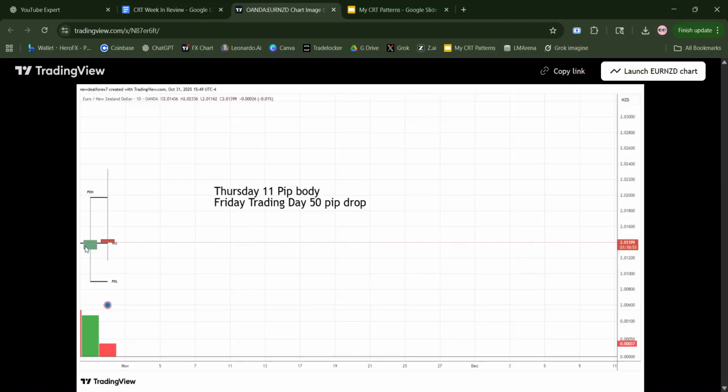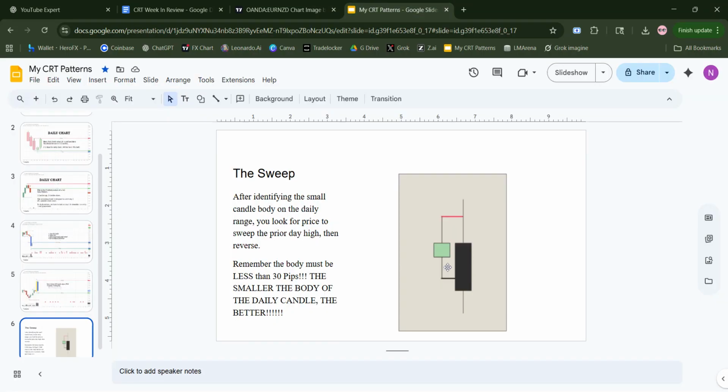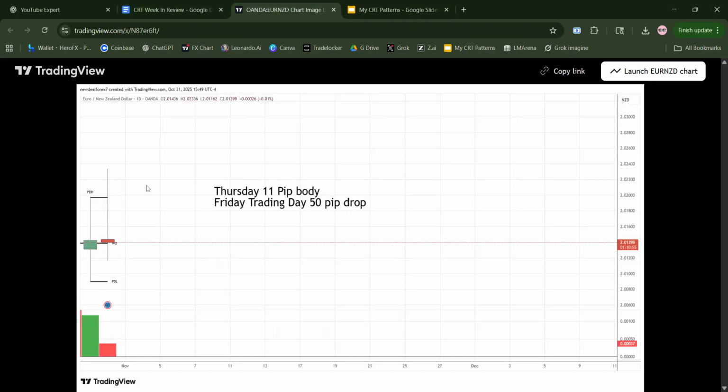Friday, Euro New Zealand short, 11 pip body. I like seeing small candle bodies on pairs that have large ADRs because it's just a matter of time before small candles turn into really, really large ones. But for now, the price went above, swept the high, closed back inside of it, just like our pattern shows here. Small body, swept the high, closed inside of it. I mean, that's it. It's hard to mess this up.